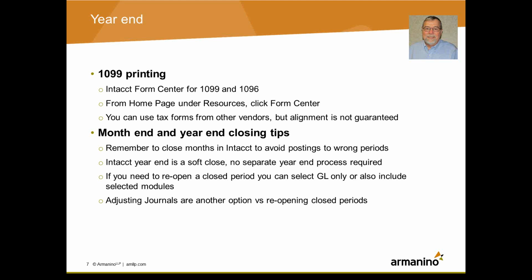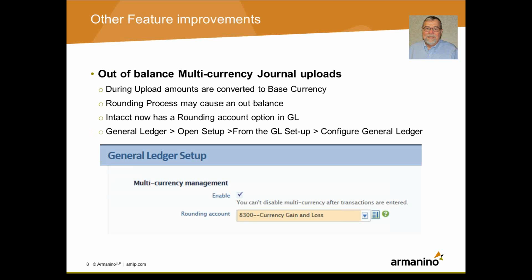If you need to reopen a closed period, you can select the general ledger only, or you can also include your individual modules. If you just open without selecting the modules, you'll have access to journal entries only, and then if you pick the individual modules, then you can have access to those modules if you need it. Another method that you can use, and this is controlled by permissions, is adjusting journals to post to closed periods instead of reopening the periods. The key takeaway on adjusting journals is that you have to have the permissions to use them, and the period has to be closed. If the period is not closed, you would be just using a regular journal entry. Move to the next slide.